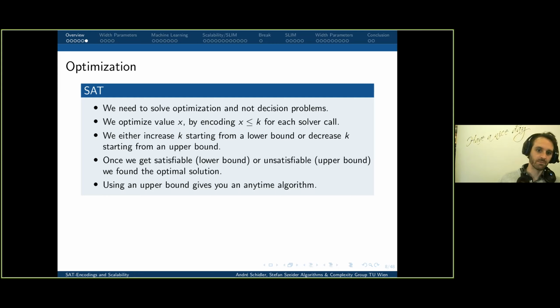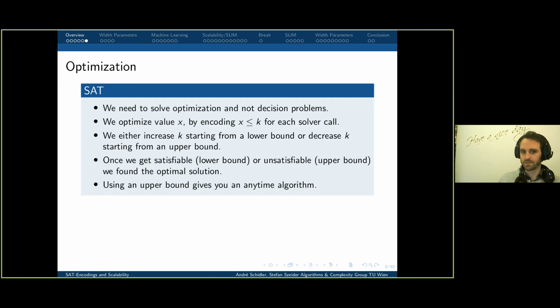And we either start to increase this k starting from some lower bound, and then once we hit satisfiable, we know it's the optimal solution, or we decrease k starting from some upper bound, and then we will get SAT until we hit unsatisfiable, and then we know the previous solution was optimal. The nice thing about starting from some upper bound is that you basically get an anytime algorithm.